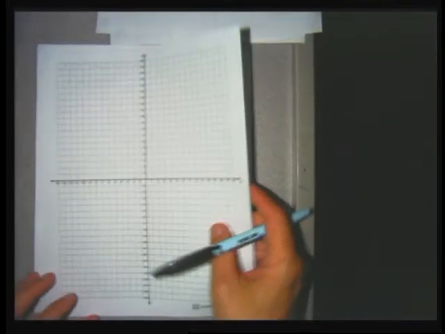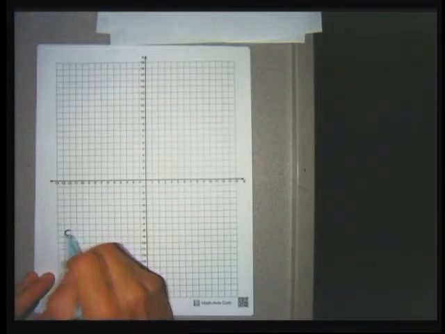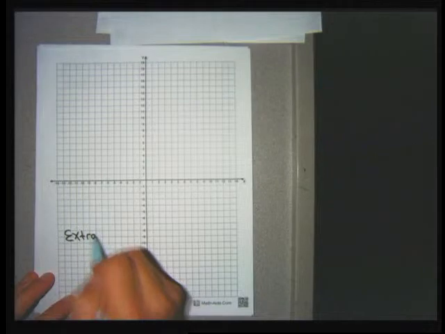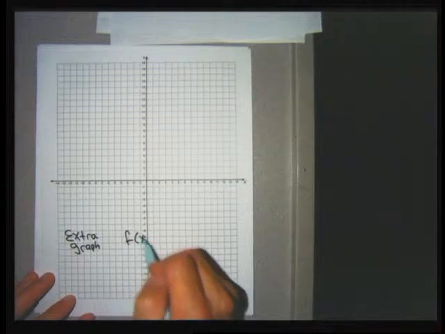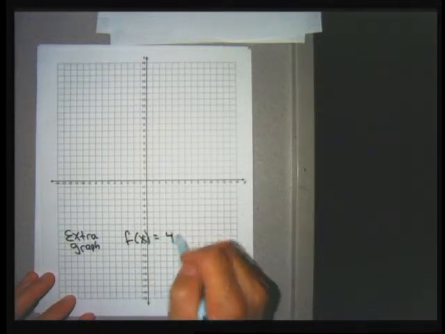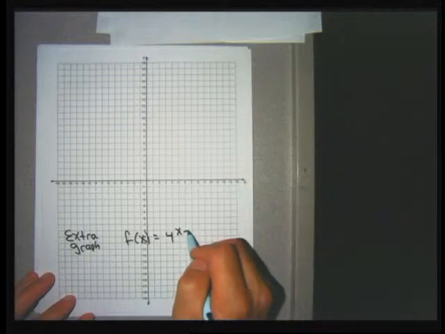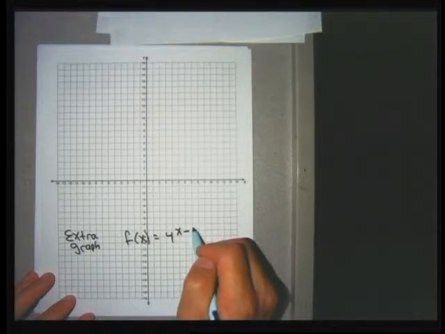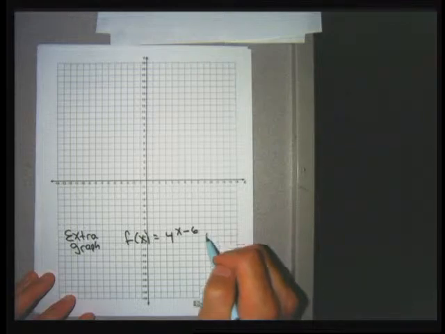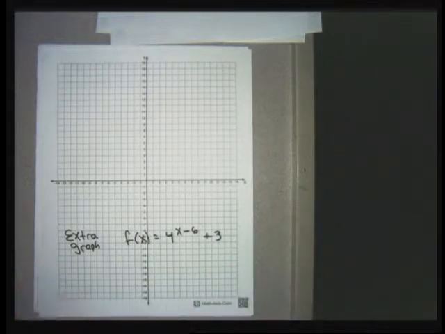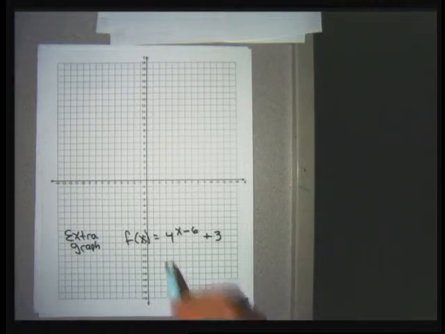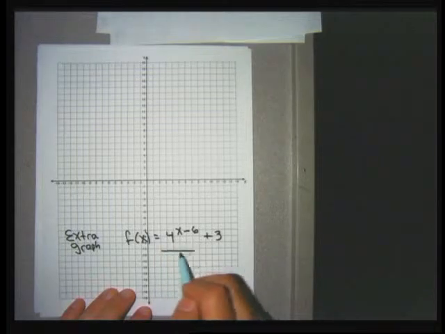So I should do an extra graph. I won't call it anything, I'll just say extra graph, because like I said, I probably need to add a few problems. So this is not on the review, but could be something on the test. I'll make it so the range is a little bit different. How about f of x equals 4 to the x minus 6 plus 3. Because I need to expand the test, add this to your review, and it shouldn't be terribly hard because your calculator does the dirty work anyways.